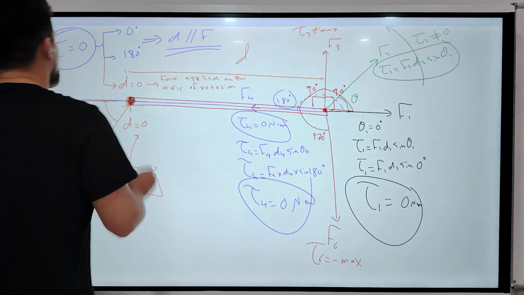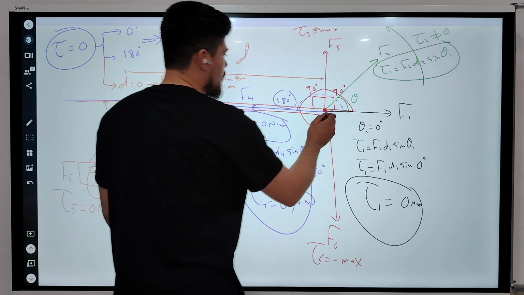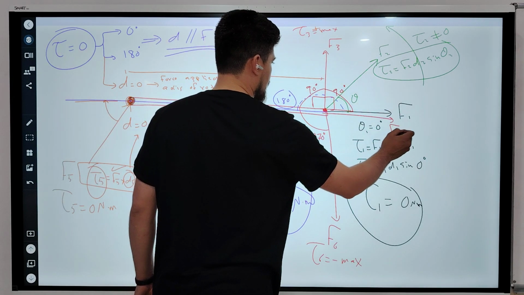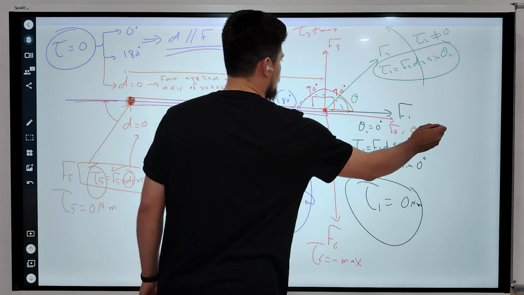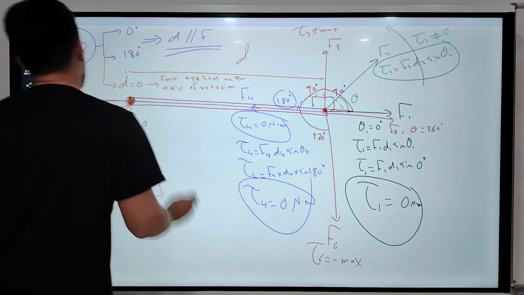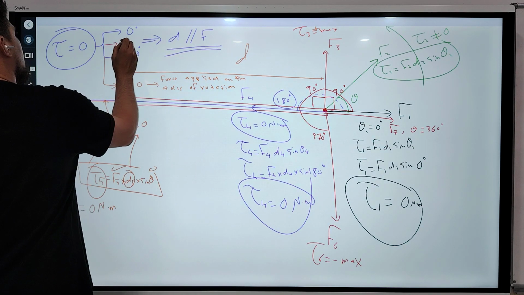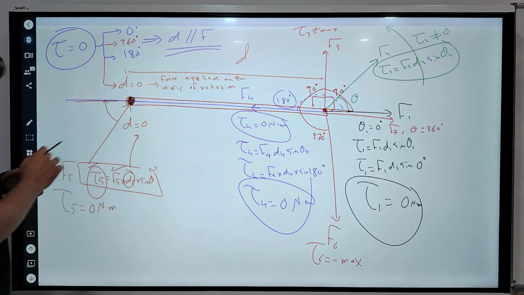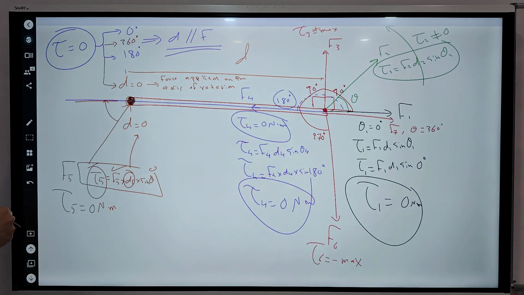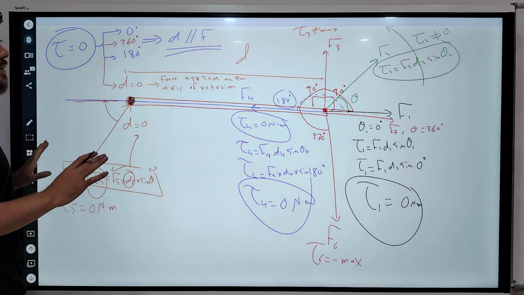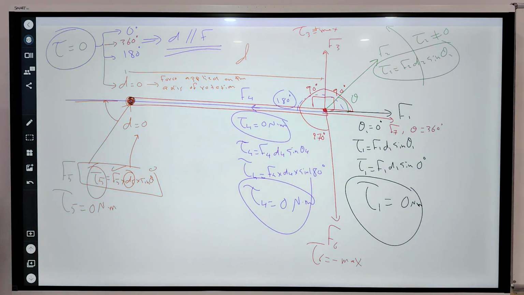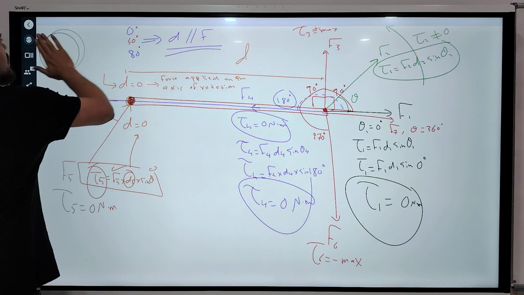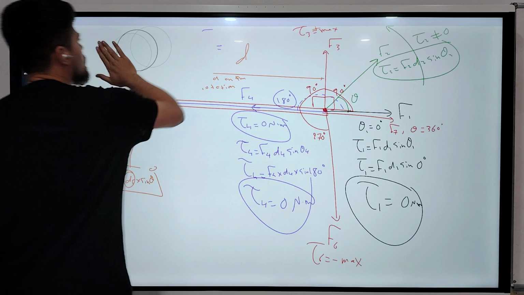So when the force, F number 7, makes an angle of 360, torque is also equal to 0. 0 degrees, 360 degrees, and 180 degrees have 0 torque. I hope you understood this, because it is very important.